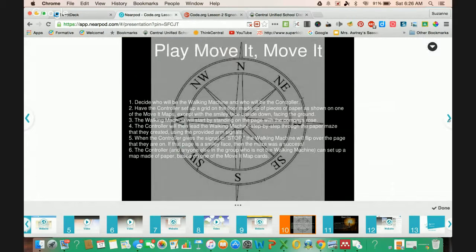Then the children would actually play the game Move It, where one child is the walking machine and one child is the controller, and they have to use the directions that they have just learned to be able to control the walking machine. And they put the paper out on the ground, and they physically have to tell the robot how to move using directions. So this would be a time where no technology would be used, and we would be programming our robots and playing this game together.